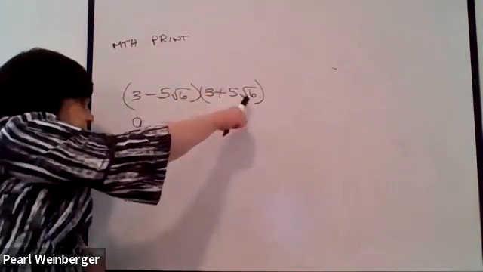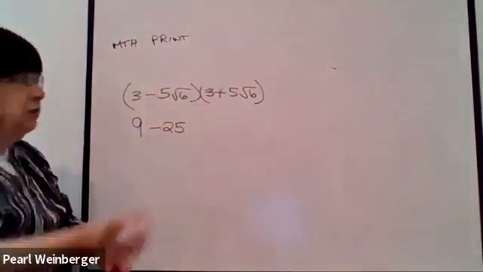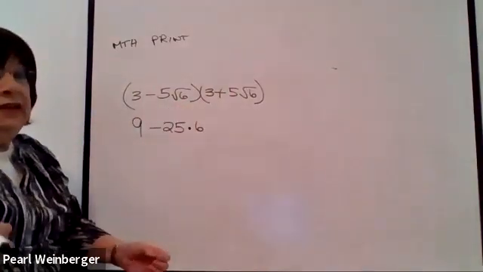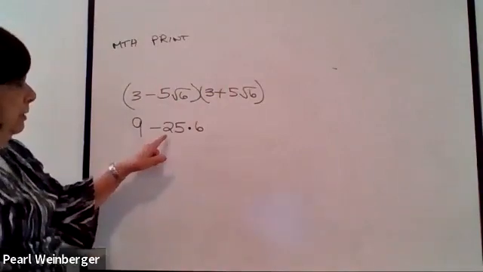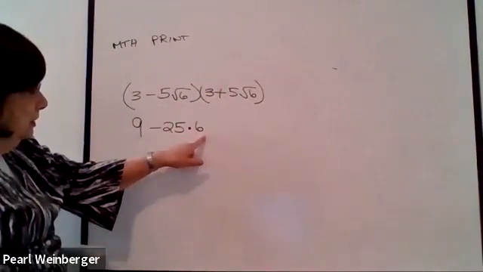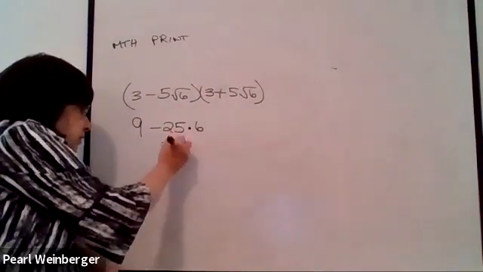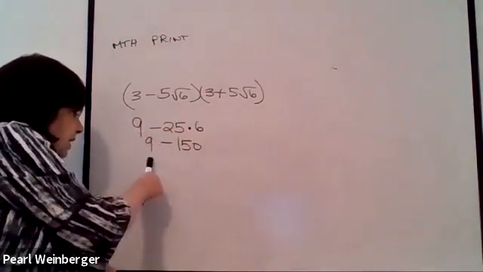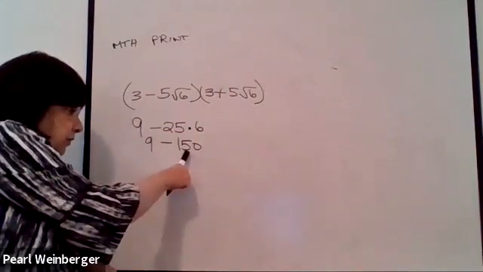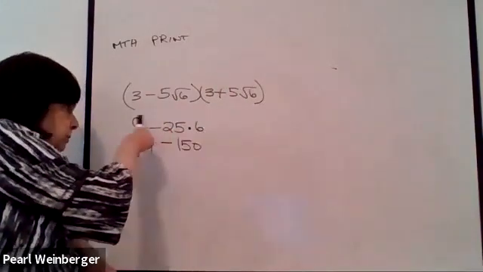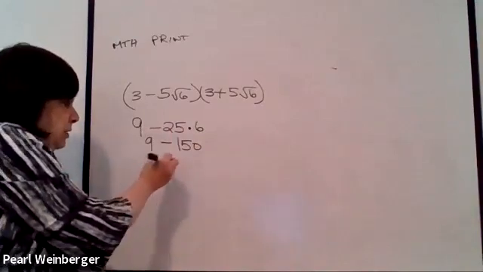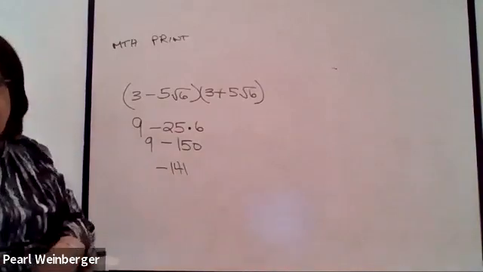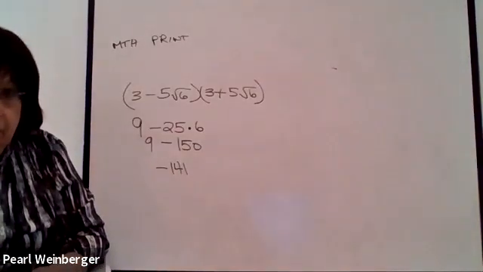Radical 6 times radical 6 is that special case where all we're getting is the 6 not in its radical. Now I multiply the 25 and the 6, which is 150. So this becomes 9 minus 150. Remember, of course, you have to do the multiplication before you combine it with the 9, which is negative 141. Any questions about that?